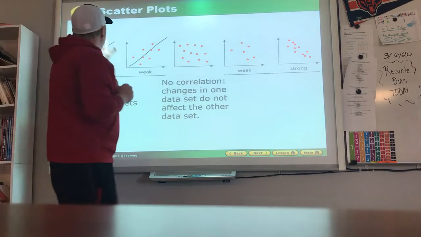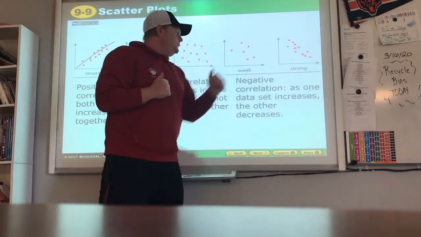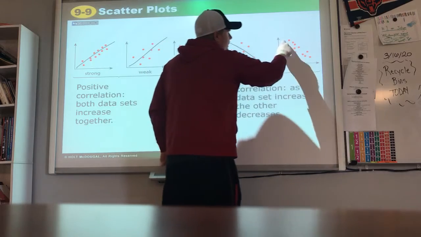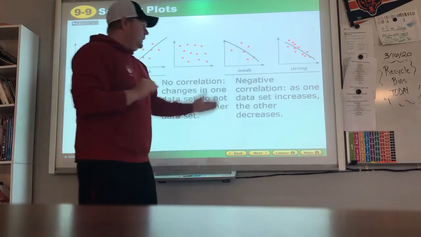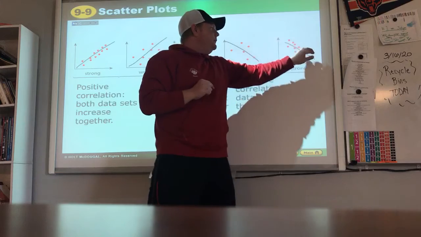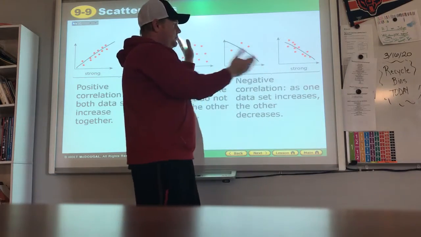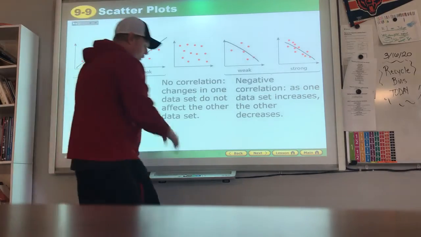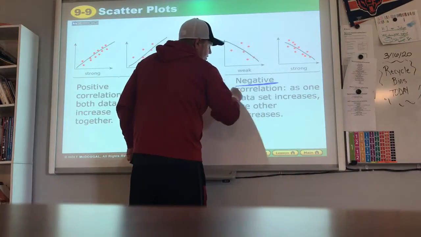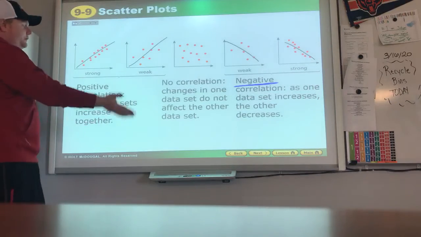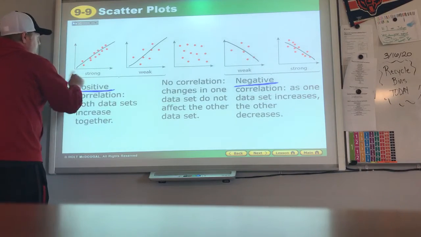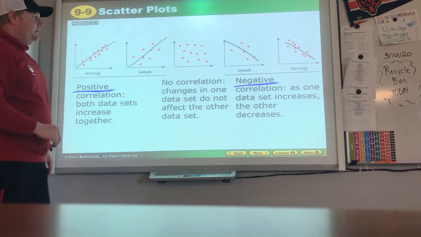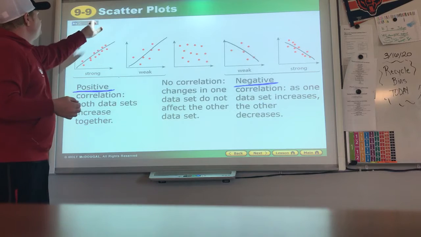Now the last ones over here, these two, negative correlations. Do you see how the dots go down? A wider band here shows a weaker correlation. That tighter band going down from left to right shows a stronger correlation. These are negative correlations. They go down left to right. Positive correlations go up left to right. No correlation, there's not an up or a down really. That's what we're looking for.